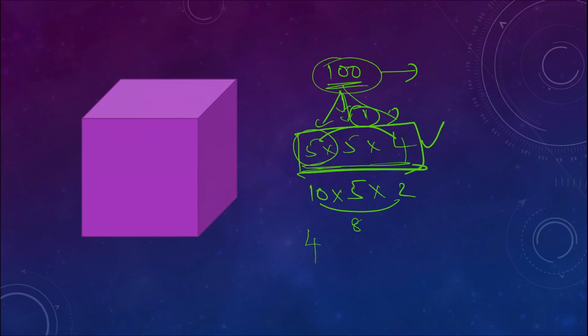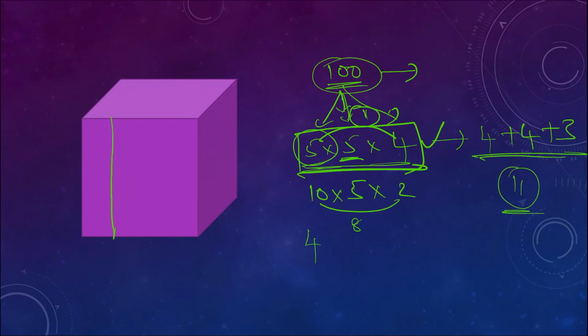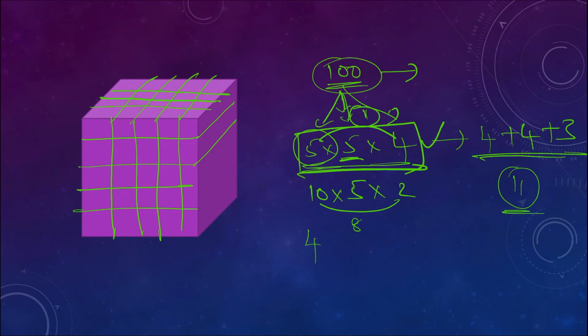So we need to make 4 cuts along x-axis, 4 cuts along y-axis, 3 cuts along z-axis. So total 11 cuts only we have to use. 4 cuts, 1, 2, 3, 4 and then 3 cuts only, 1, 2, 3. So we'll get the 100 pieces definitely.